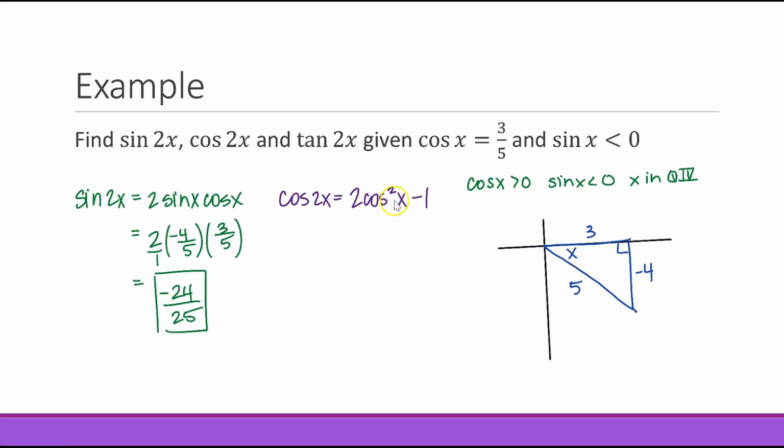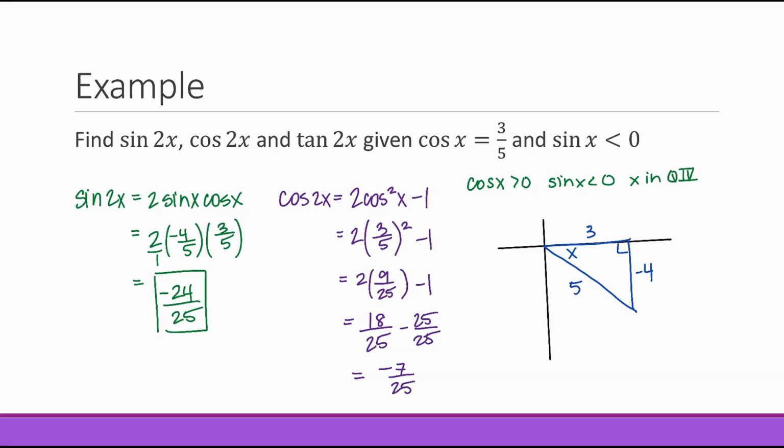we essentially could have found cosine 2x without drawing a triangle at all if we use this version of the double angle identity for cosine, the one that just depends on cosine x, since that's the value I'm given. So we have 2 times 3/5 squared minus 1. So this is 2 times 9 over 25 minus 1. So that's 18 over 25 minus 25 over 25, so that I have common denominators. So I get negative 7 over 25.